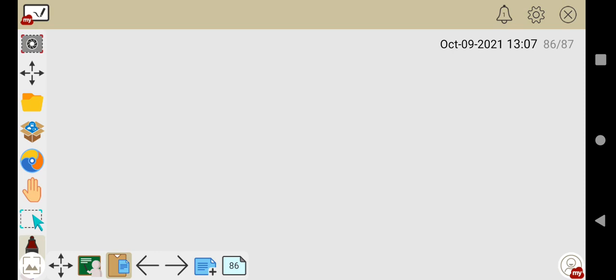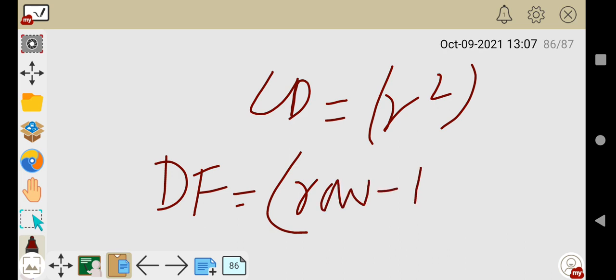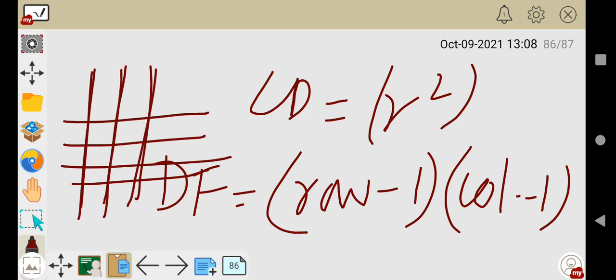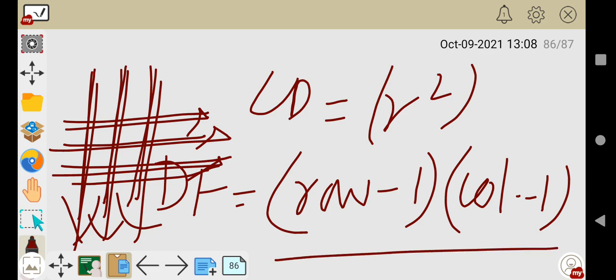And yes, coefficient of determination we already mentioned, r square. And then there's another thing like degree of freedom. Degree of freedom is row minus 1 into column minus 1. What is row? What is column? Well, this is row, this is column. Okay. This is row, this is row, this is row, this is column. Okay.